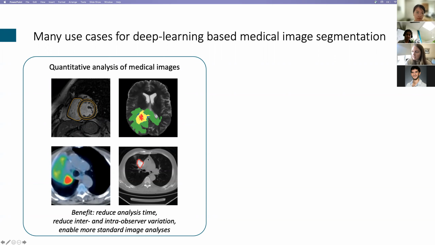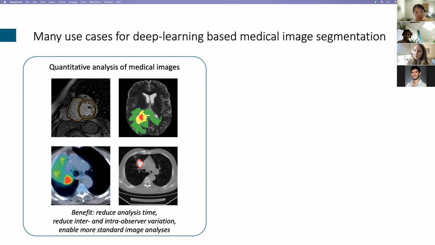Similarly, you can segment tumors. So you can look at things like the volume of the tumor and how it changes through therapy or maybe after therapy. And typically manually drawing these segmentation masks is a very tedious and time-consuming process. So by automating it, you have the benefit of reducing the time it takes to analyze one of these images. You also reduce the observer variation.